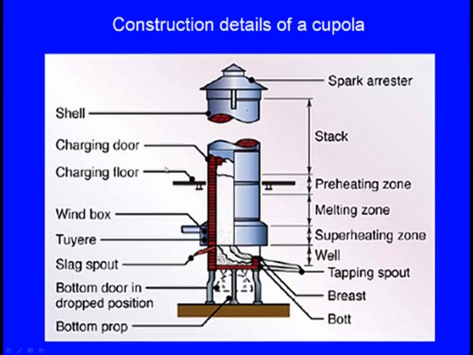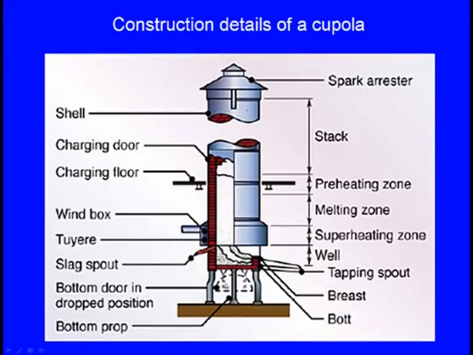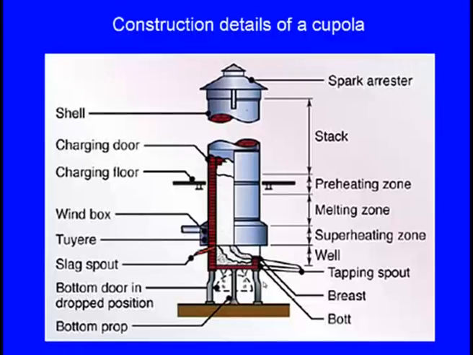So this is the charging door and this is the charging floor, and here we can see the wind boxes. Next one, tuyeres. This is the slag spout, means through which we collect the slag. Now here we can see there are bottom doors and they can be dropped down, so that after the melting is over, if any ash is present, any unwanted material is present, everything can be dropped down. So that is the purpose of the drop doors or the bottom doors.